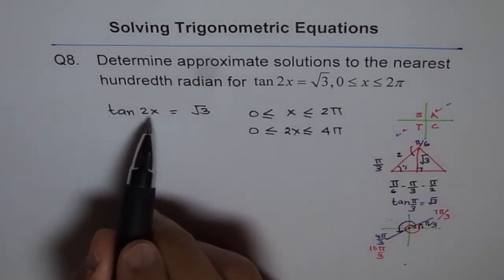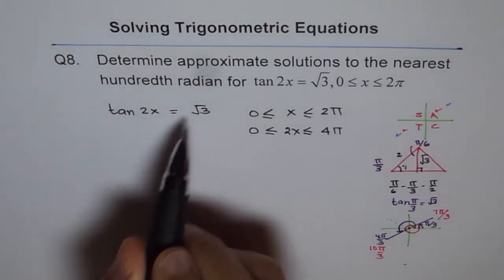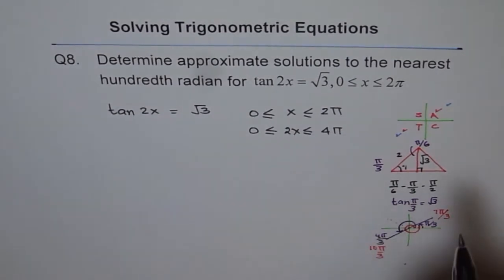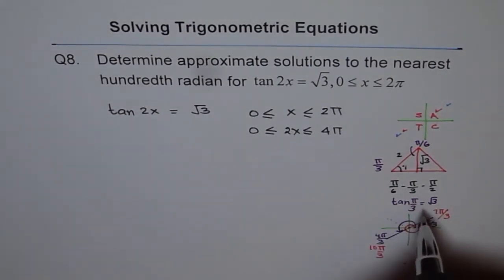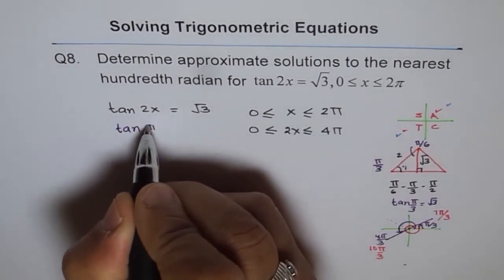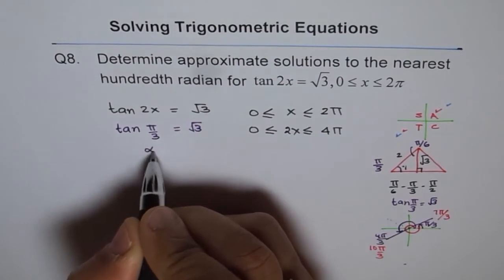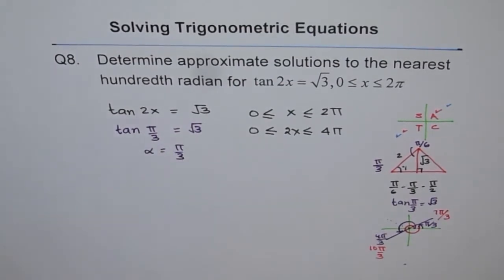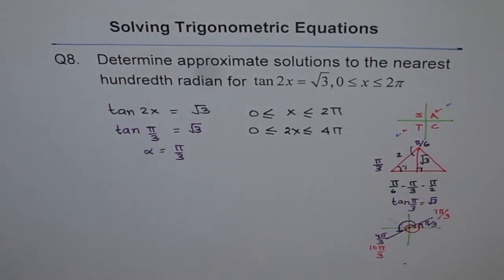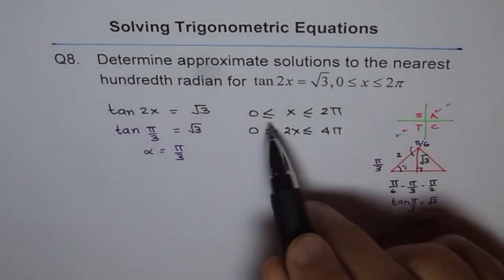When we say tan 2x equals square root of 3, that means what angle will give me square root of 3? We know tan of pi by 3 is equal to square root of 3. So that means our acute angle alpha is pi by 3, correct? That is one solution, right? But what we are trying to figure out is all the possible solutions. So all the possible solutions are when this angle alpha is in quadrant 1 or in quadrant 3. That is in the domain of 0 to 2 pi.